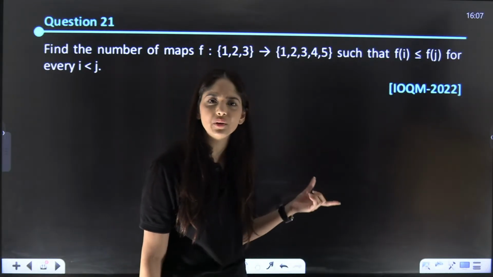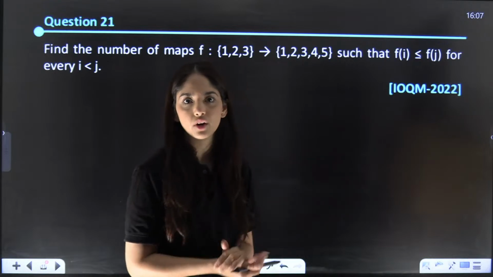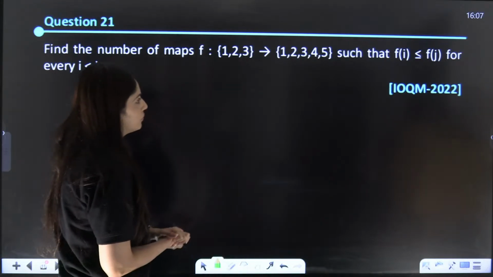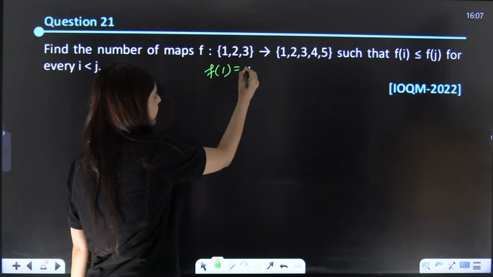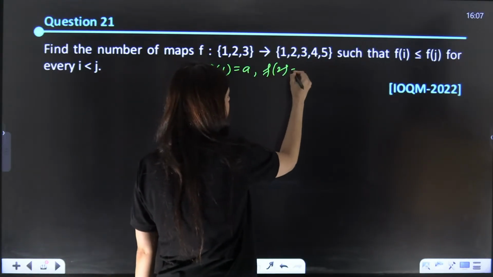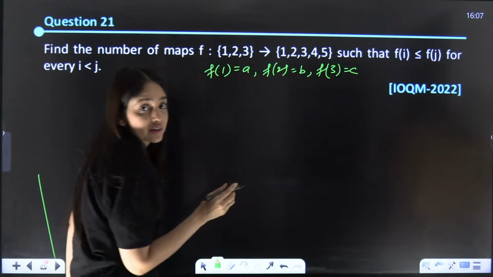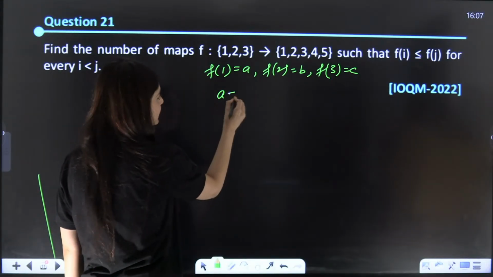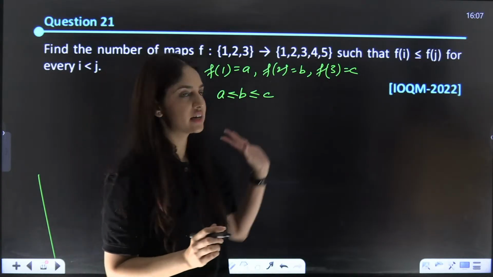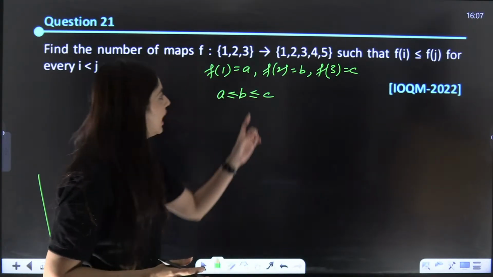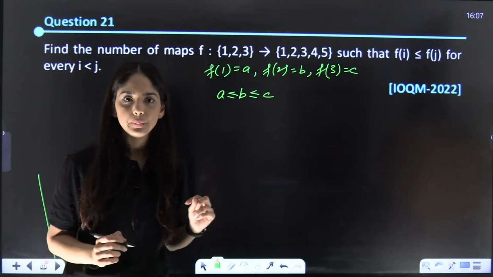So let's just look at one of the examples here so that you can handle any such problem in your exam. Let's say f of 1 is A, f of 2 is B, f of 3 is C. So what's the condition? A is less than or equal to B, less than or equal to C, right? That is our condition.